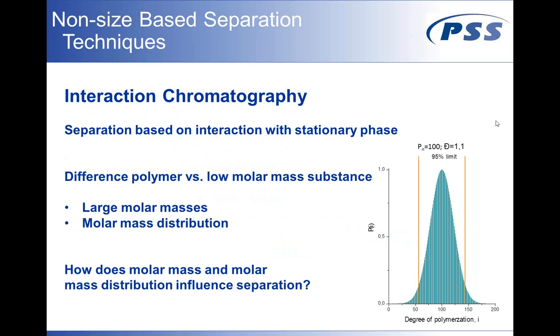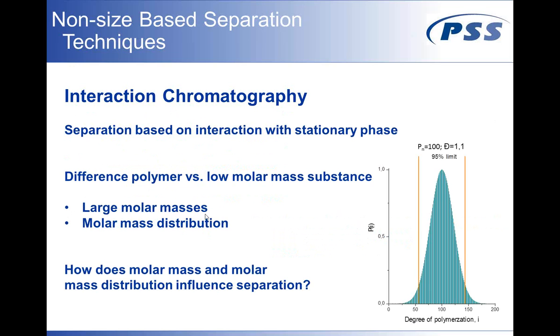If we talk about interaction chromatography, we first have to understand there is a separation based on the interaction with the stationary phase. And that is what you have done in earlier times when you analyzed small molecules. However, there's a difference between large polymers and low molecular weight analytes. And as I said, it's especially this large molar mass which makes a difference.